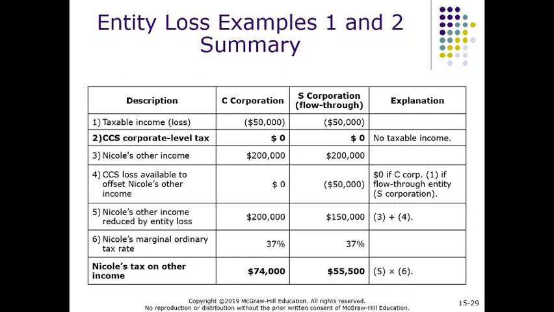And so this shows how losses of a flow-through entity can be used by the, in this case, S Corp shareholders, whereas C Corp shareholders can't use these losses. They just sit in the C Corp until the C Corp has taxable income in the future.